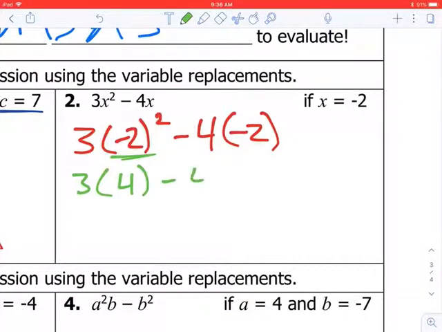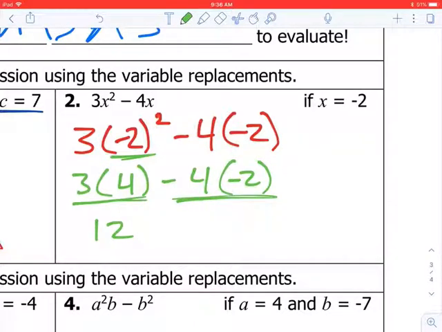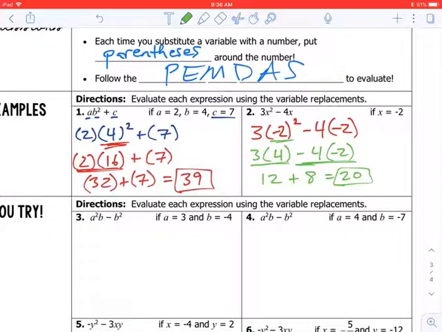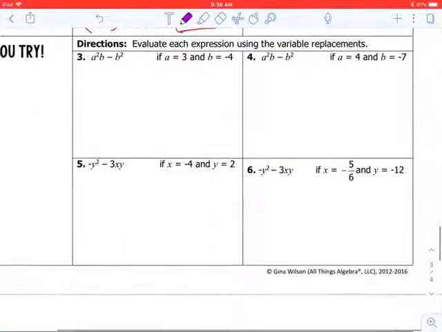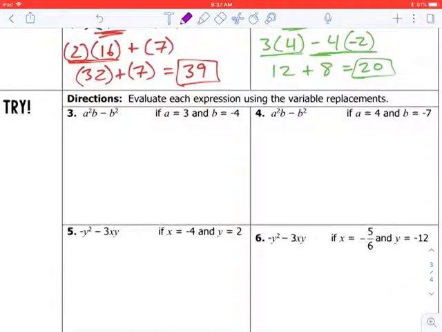Minus 4 times -2. So now, multiplication left to right. I've got 3 times 4 is 12. -4 times -2. Again, remember to keep the sign. Negative times negative is +8. And 12 plus 8 is 20. And we're done. Okay? So let's do just a couple more examples, and then I'll give you some time to work on some stuff of your own.